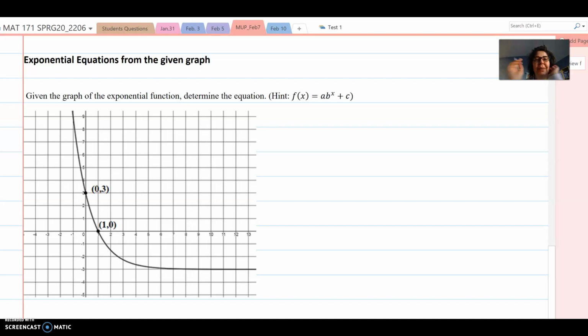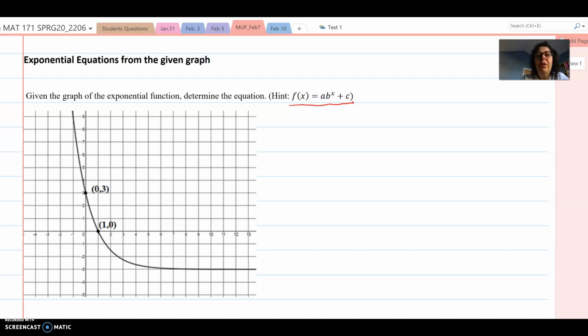Well, hi again. So in this video, I am going to solve one more problem about how to read the equations of exponential functions from their given graph. So we're going backwards from the graph to the symbolic form, algebraic form of the function. So in the question, we are hinting you this should be, remember, the form of the exponential function.